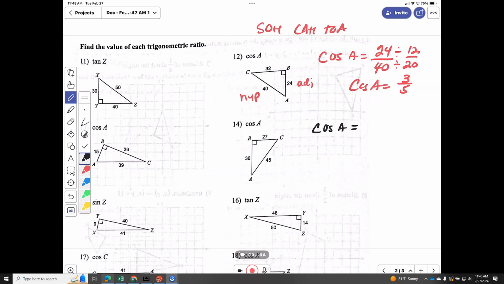The cosine of A equals, you look at A, what's adjacent? In this case, it's 36. And the hypotenuse is 45. So you probably want to divide by 9. That's a common factor, so we're simplifying. So it's 4 over 5. So the cosine of A is going to be 4 over 5.